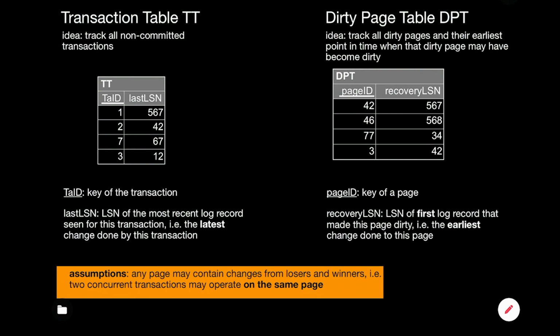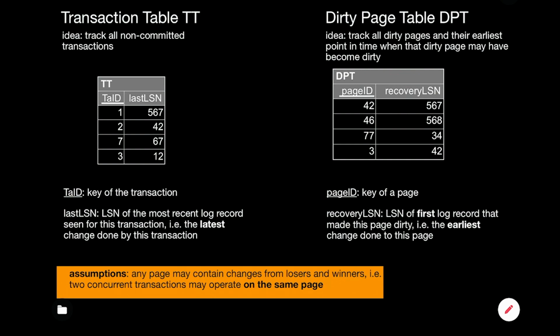That's the transaction table. And then there's the dirty page table that tracks all the pages and their earliest points in time when they may have become dirty. Those are your interesting pages you may want to revisit in the redo phase. Those are pages that are possibly out of sync with where they should be version-wise. We will look at that in detail later on.